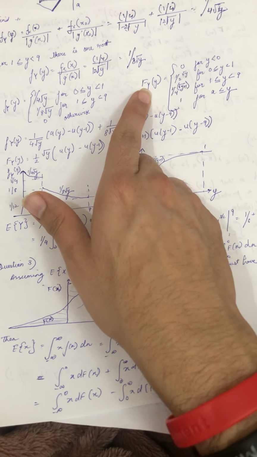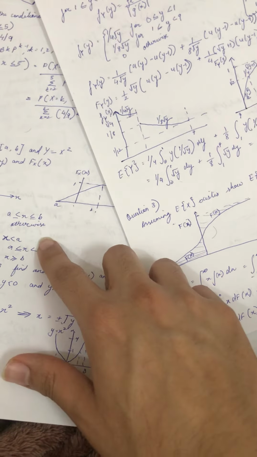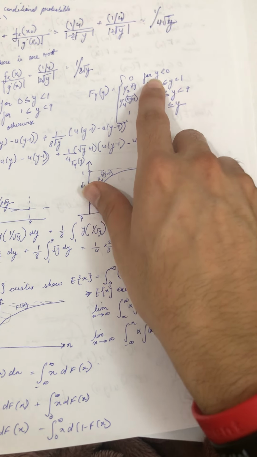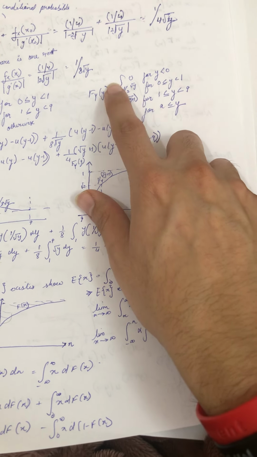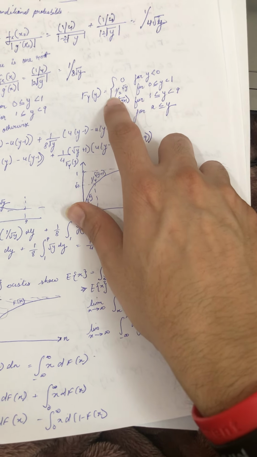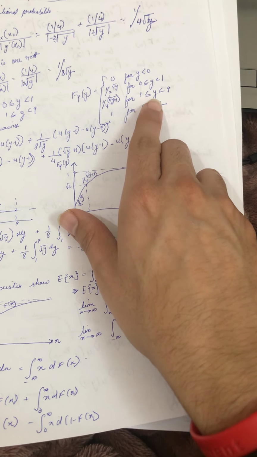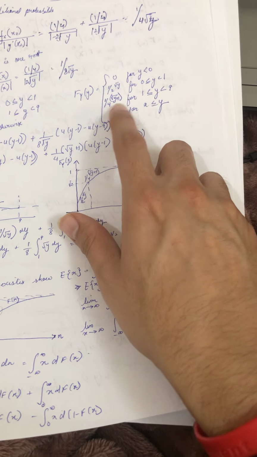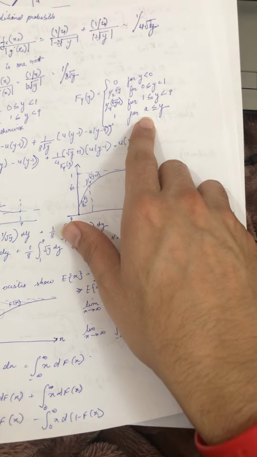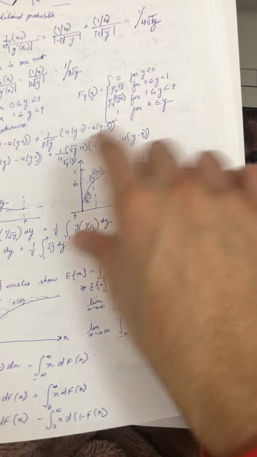From this we can calculate the value of capital F of y. The calculation of capital F of y: when y is smaller than or equal to 0, the value is 0. When y lies between 0 and 1, 0 included, the value is 1 by 2 root over y. When y is between 1 and 9, 1 included, the value is 1 upon 4 root over y plus 1. And for every y that is greater than or equal to 9, we have a value of 1.